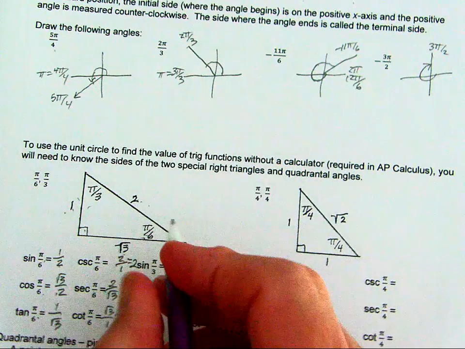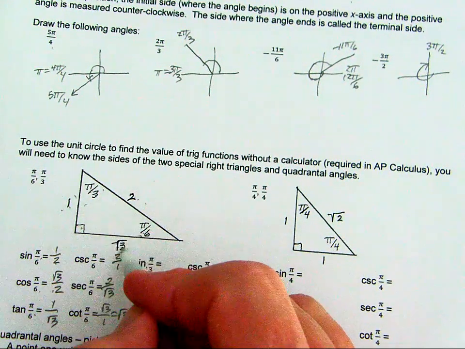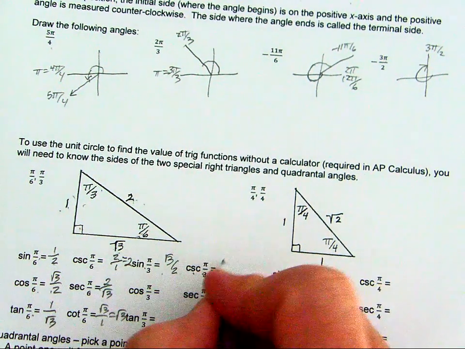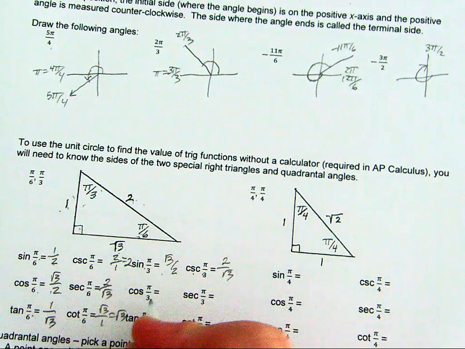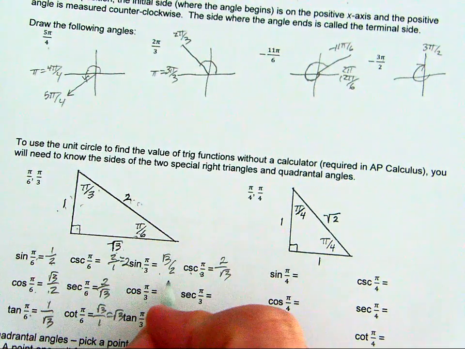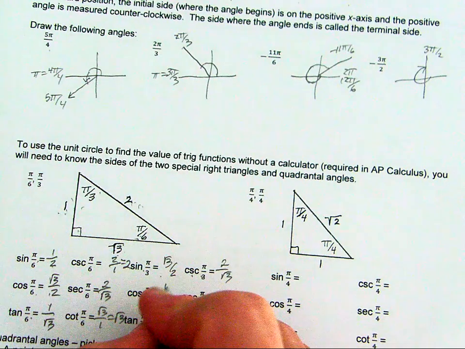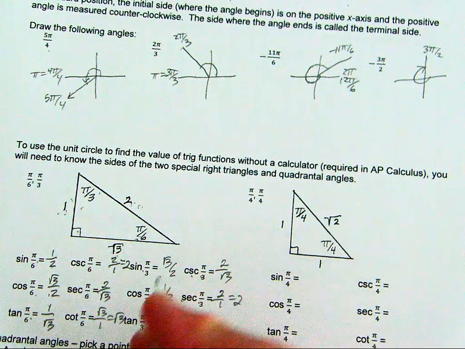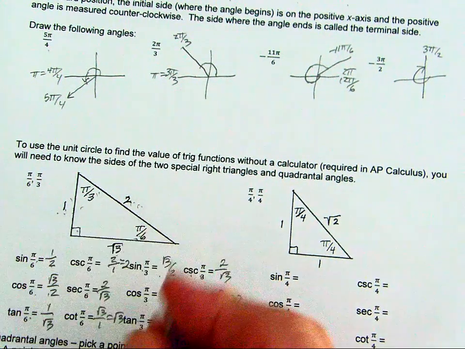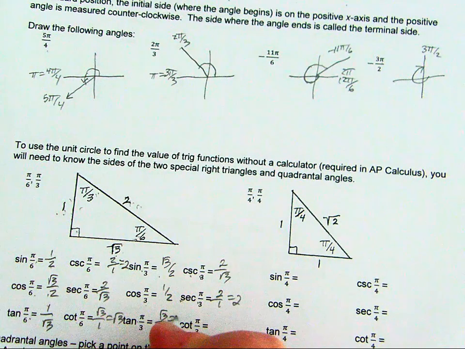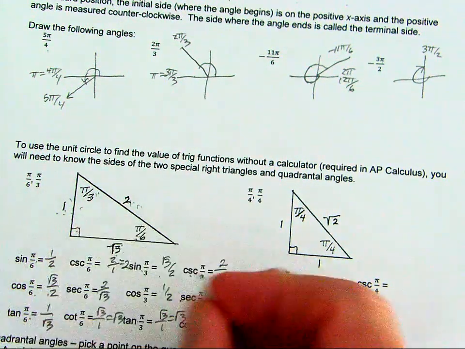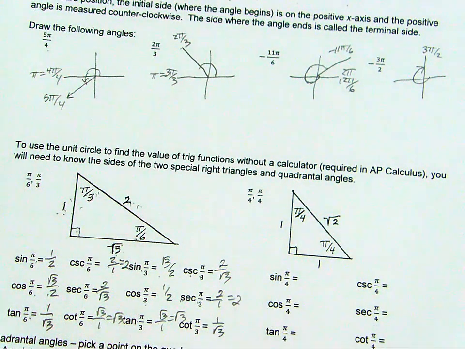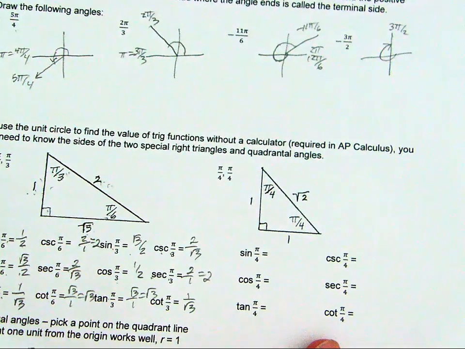We can do the same thing for the other acute angle, pi over 3. Again, sine is opposite over hypotenuse, so radical 3 over 2. The cosecant is the reciprocal of sine, so 2 over radical 3. Cosine is adjacent over hypotenuse, 1 over 2. So secant is the reciprocal of that, 2 over 1 or 2. Tangent is opposite over adjacent, so radical 3 over 1 or just radical 3. So the cotangent is the reciprocal of that, so 1 over radical 3. So that's for pi over 3 and pi over 6.